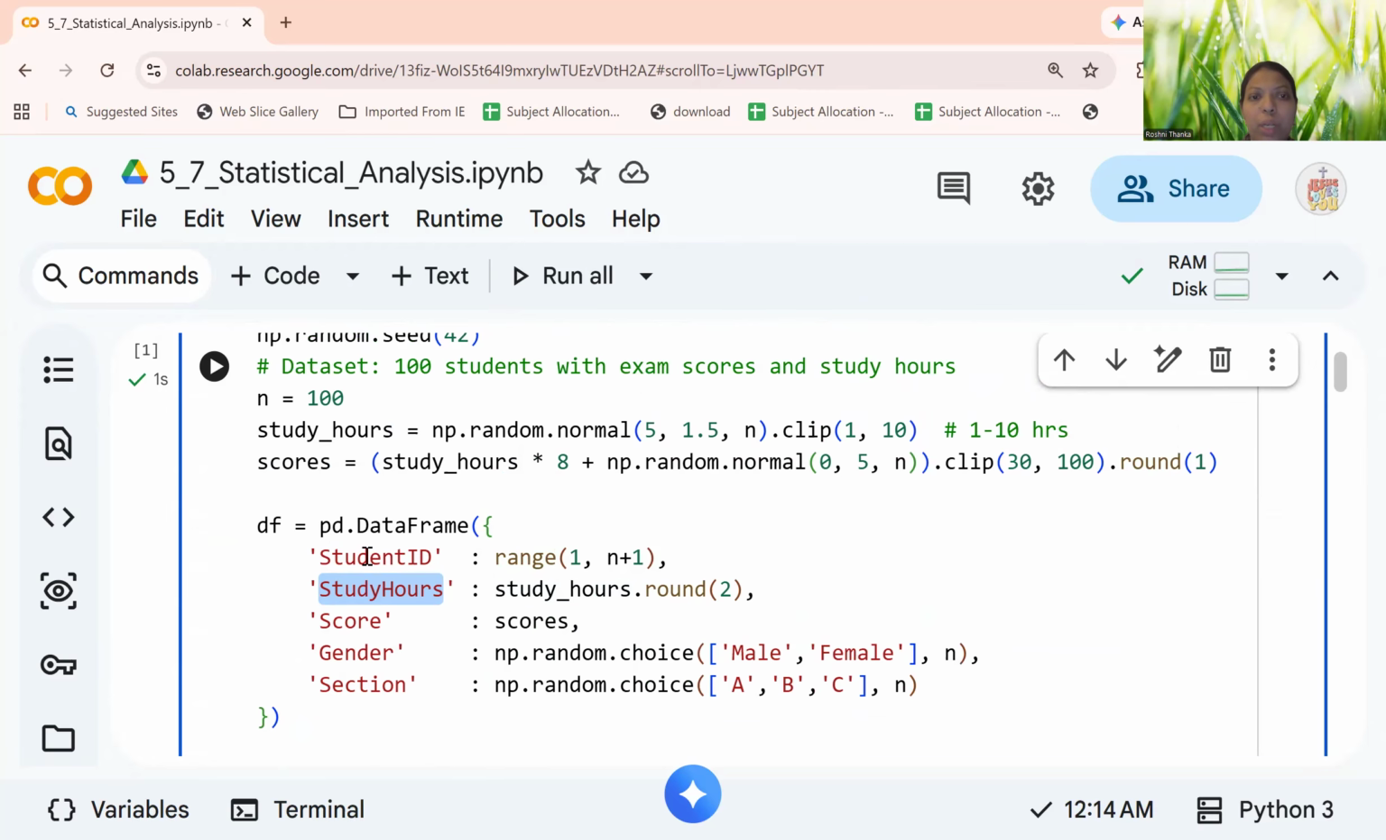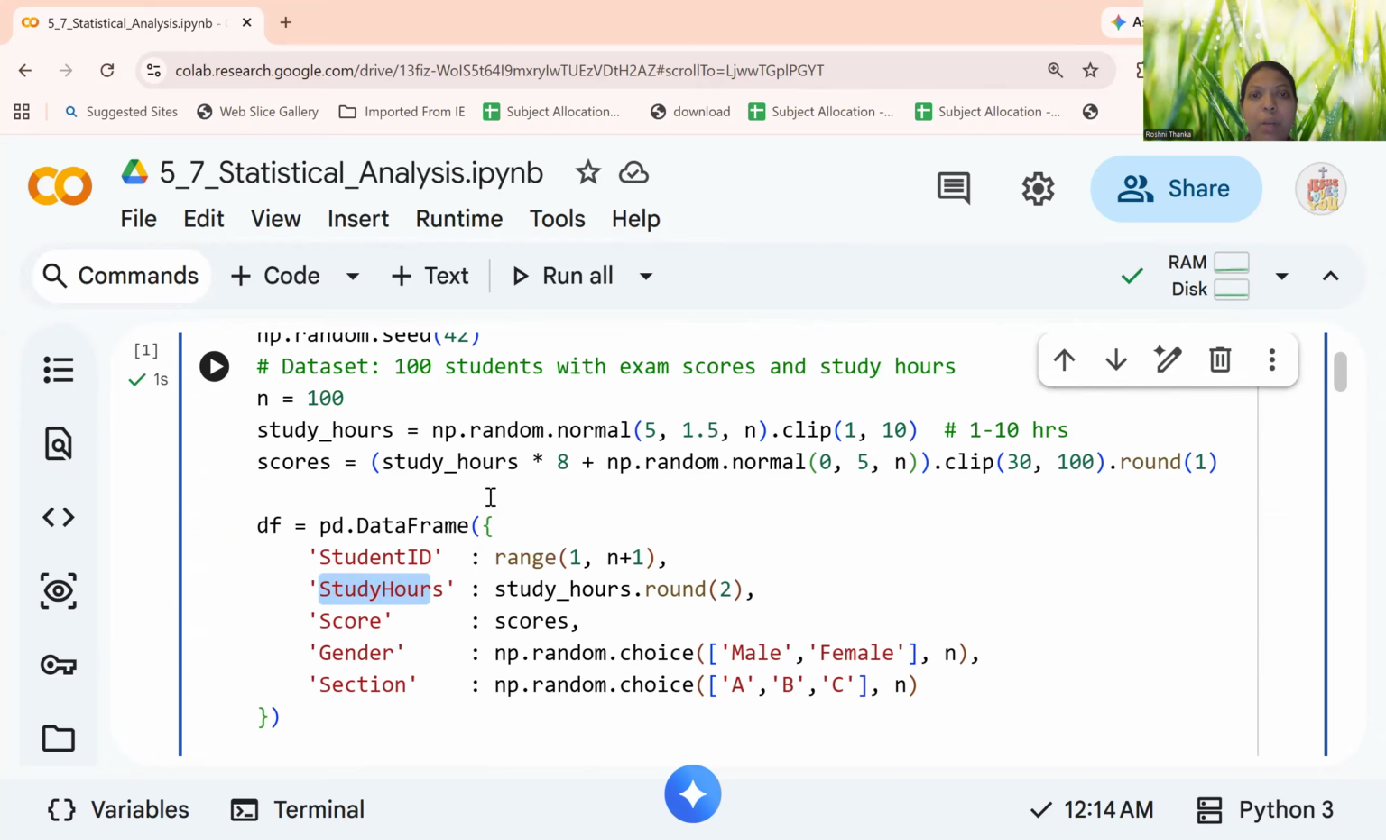So here for student ID, we are going to say the range from 1 to n plus 1, which means starting from 1, going till n, where n is 100. We know that the range stops at the last value minus 1, so we are going to put plus 1. So it will go till 100. Otherwise, it will become till 99. That is why the n value is 100 plus 1. So it will go from 1 to 100.